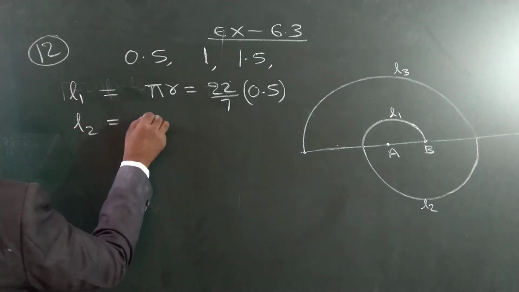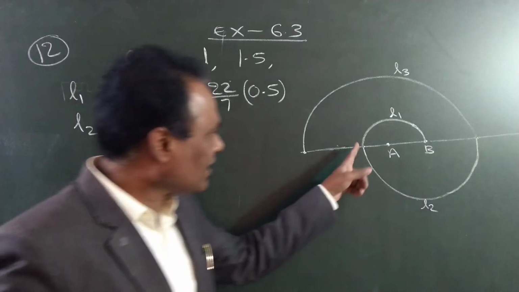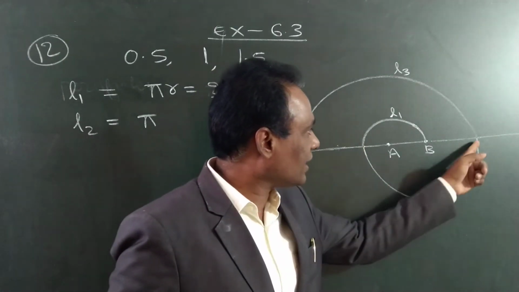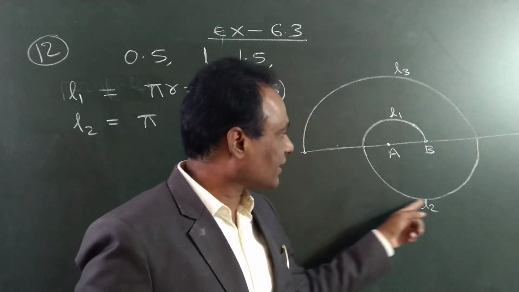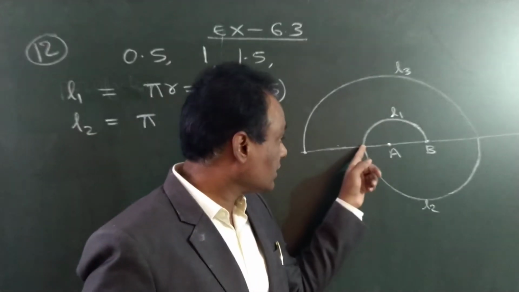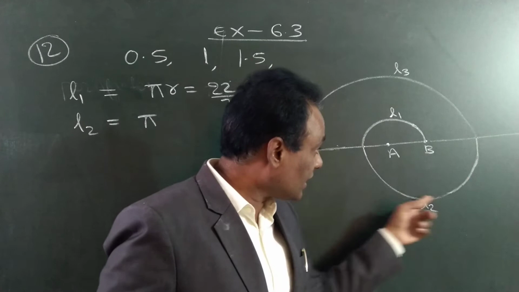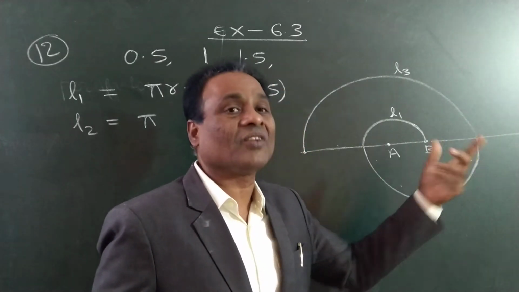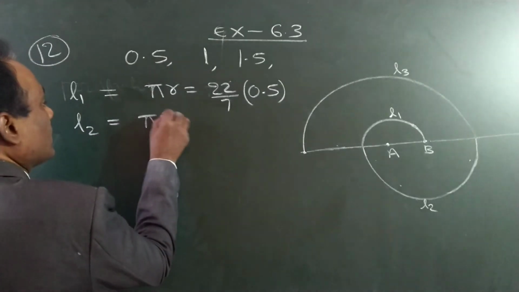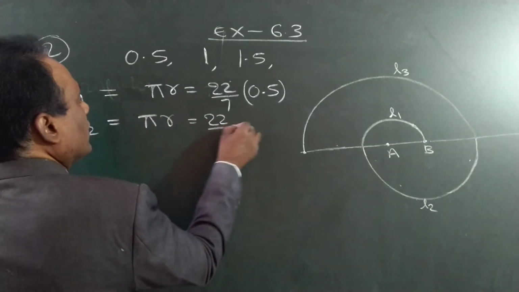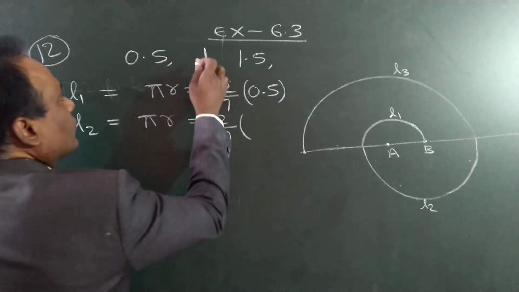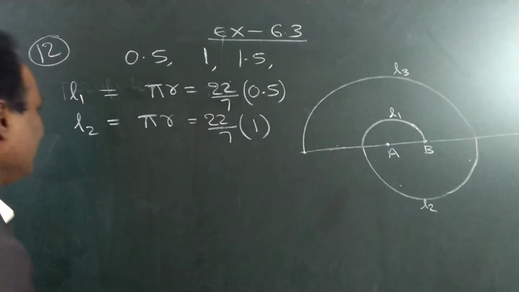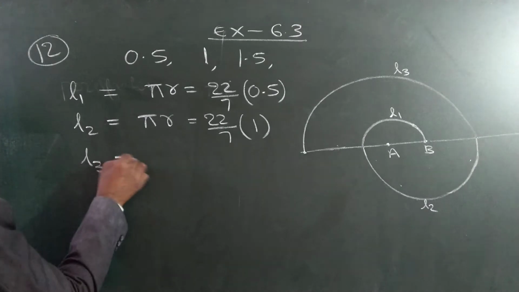L2 length, same, that is it. This is also a semicircle. What is the length of the wire? From here to here, if you are making this semicircle, how much wire is required? The length of the wire is nothing but the perimeter of the semicircle. What is the formula for the perimeter of the semicircle? Pi r. 22 by 7 into r, where r is 1.